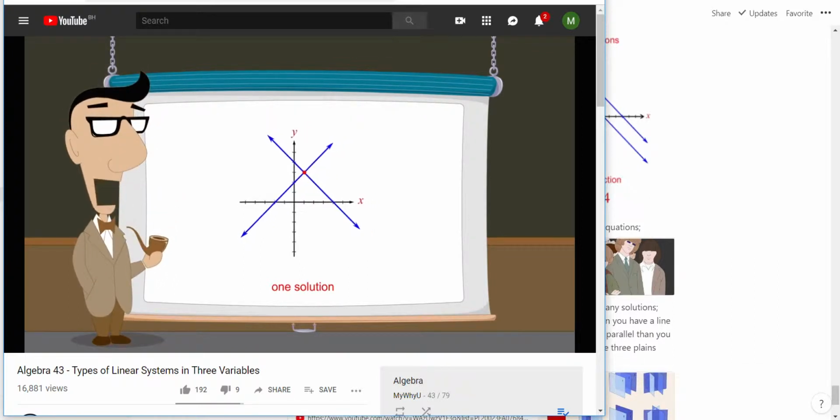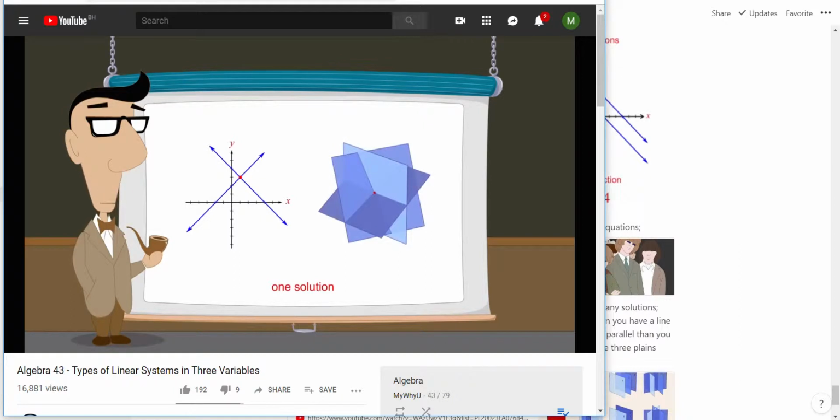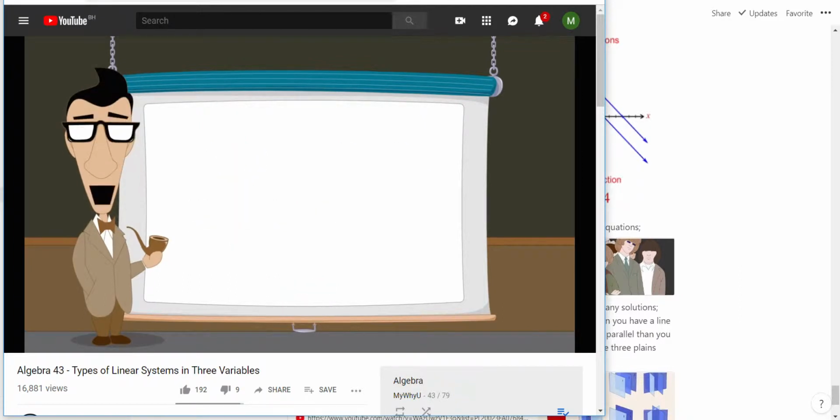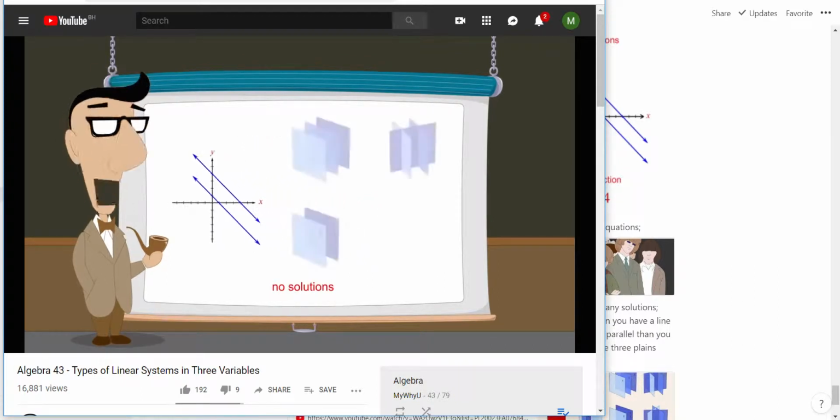Likewise, systems in 3 variables have a unique solution when none of the 3 planes are parallel and intersect at a single point. Systems in 2 variables have no solutions when the 2 lines are parallel and distinct. And systems in 3 variables have no solutions when any 2 planes are parallel and distinct, or when the planes are oriented so that their intersection points lie along 3 distinct parallel lines.